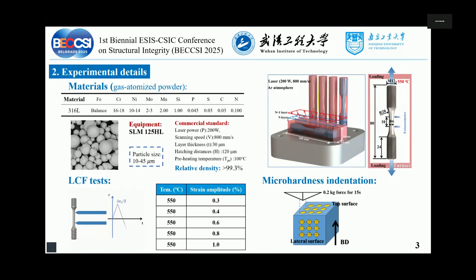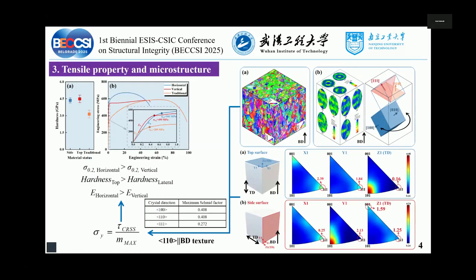And we have conducted many micro hardness and indentation tests on different surfaces, the top surface and the side, or lateral, surface. Okay, we can see the tensile properties and the hardness. The micro hardness on the top surface is the highest. It is higher than the side surface and much higher than traditional 316L. And their tensile curves are also different. So we want to know why.